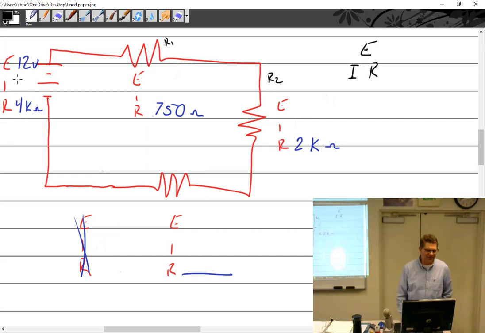All right, so what is this answer right here? 0.003. Well, you guys are mumbling. 0.003 amps. I want that in milliamps now. 3 milliamps. All right, and I got 3 milliamps there, 3 milliamps there, 3 milliamps there.